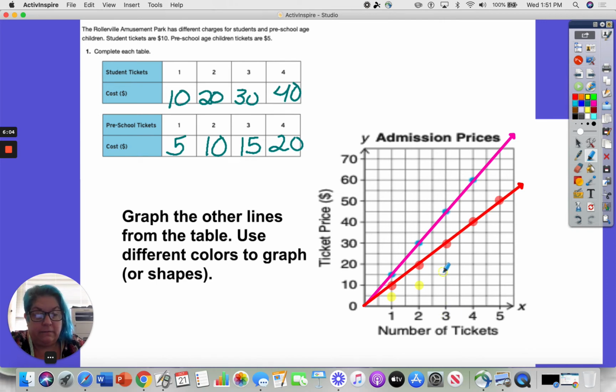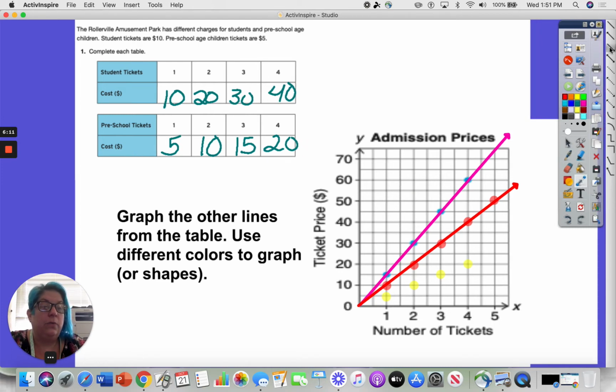Okay, now we're going to do the preschool tickets, so it's 1 and 5, 2 and 10, 3 and 15, and 4 and 20. Change back to my line, and we are going to use yellow, and we are going to draw our graph using yellow and what it would look like in the future. Okay, so that is how we can use a graph to predict or extrapolate an equivalent fraction or ratio.